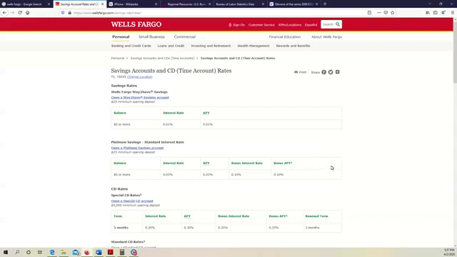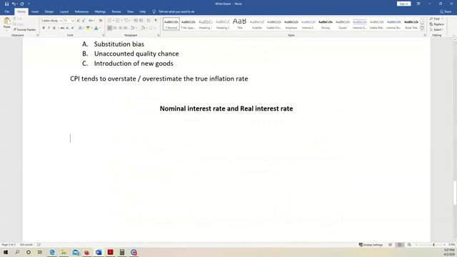The bank is supposed to pay you some interest, right? What's the interest rate? The Wells Fargo is going to pay you 0.01% per year for the money you put in your basic savings account. In this case, I'll open a savings account with a $25 minimum deposit. So this interest rate you see is actually a nominal interest rate.